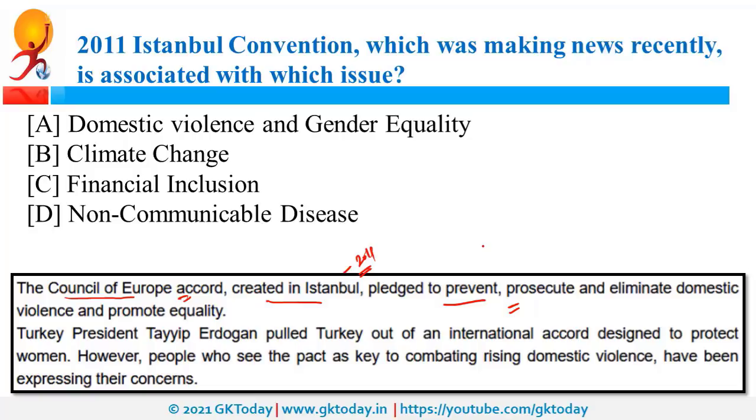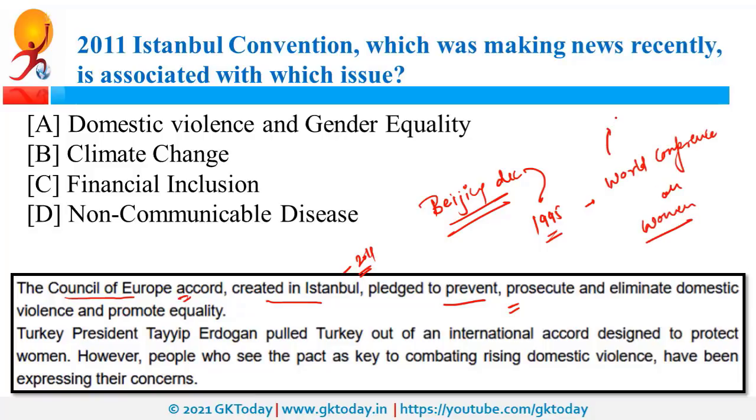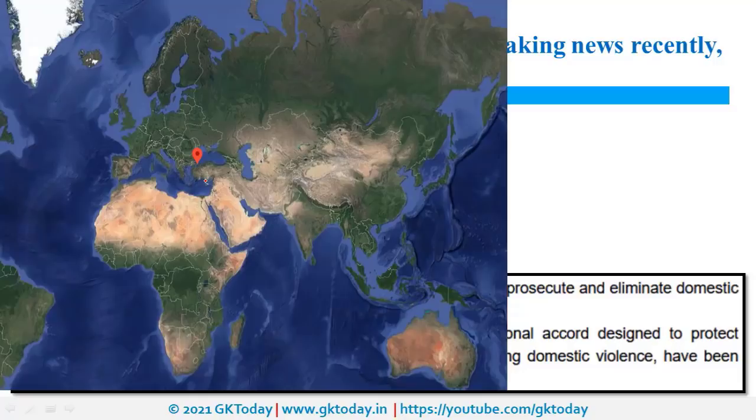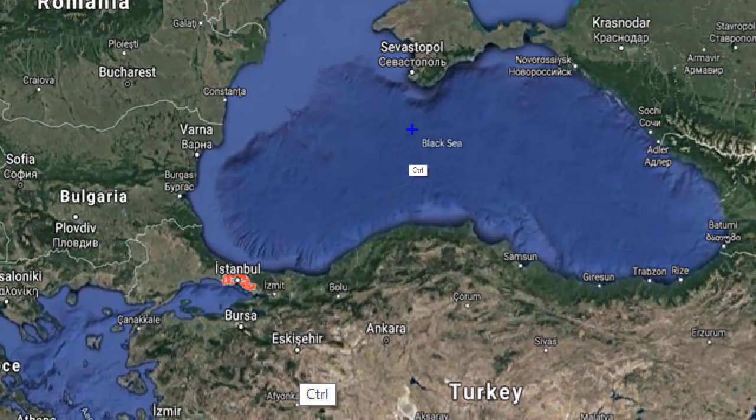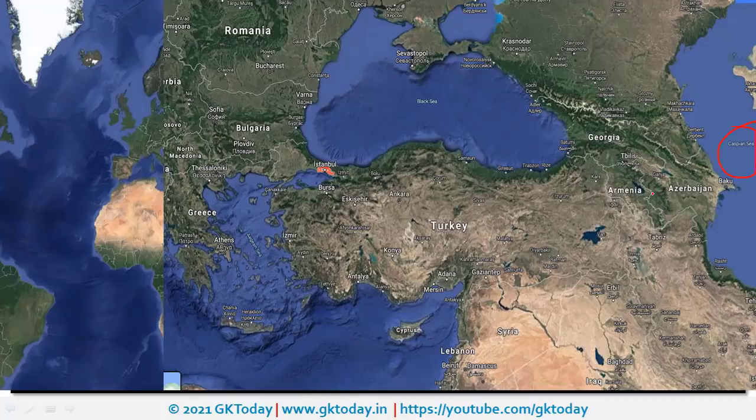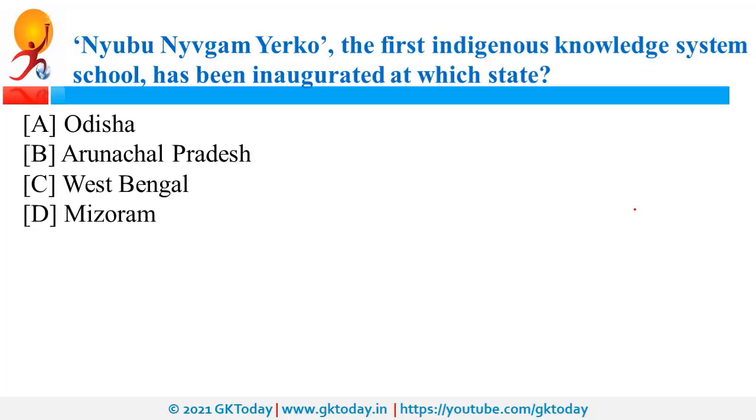Now similarly, there is one more declaration was in news and it is also related to gender equality. It is Beijing Declaration. So this Beijing Declaration is a result of 1995 World Conference on Women, and this was the fourth World Conference on Women. Objective is to advance the goals of equality, development and peace for all women everywhere. Now coming back to the geographical location of Istanbul, so you can see this red dot is the geographical location. If we look at closely, then this is Black Sea, this is Istanbul, this is Turkey, this is Bulgaria, and this is Caspian Sea.